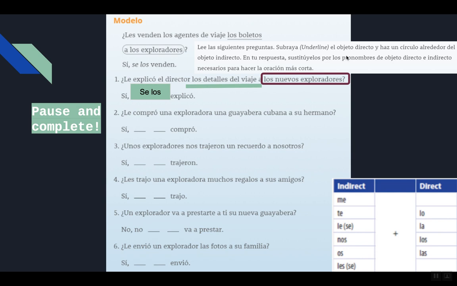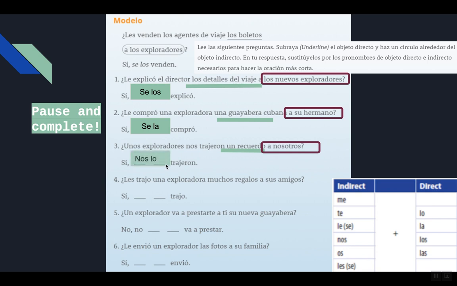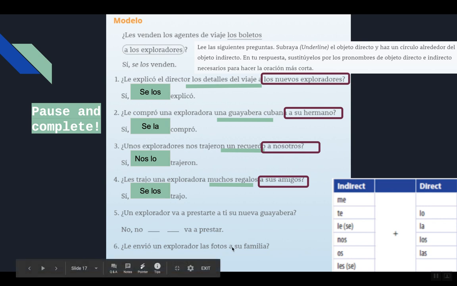Okay, we're back. So, número 2: Le compró una exploradora una guayabera cubana a su hermano. So, una guayabera cubana is a type of shirt. So, sí, se la compró. Unos exploradores nos trajeron un recuerdo a nosotros. So, un recuerdo a nosotros, sí, nos lo trajeron. ¿Les trajo un explorador muchos regalos a sus amigos? Sí, se los trajo.